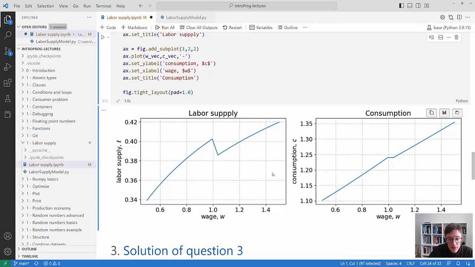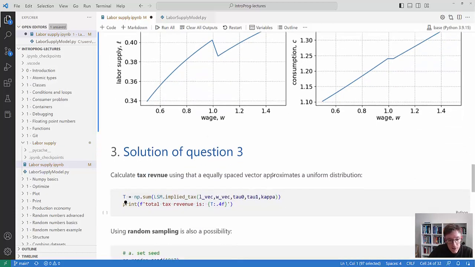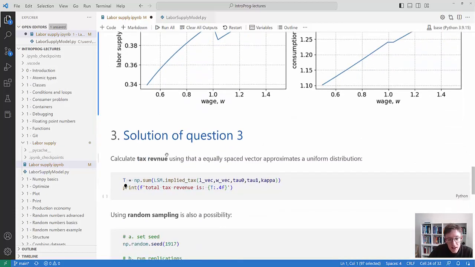Okay, for the final question, we needed to calculate the tax revenue, and a smart small trick we can use is that an equally spaced vector approximates the uniform distribution. So if we have an equally spaced vector, then it's exactly like we're just putting out the 1,000 individuals between the lowest and the highest wage point, which is exactly how a uniform distribution looks.